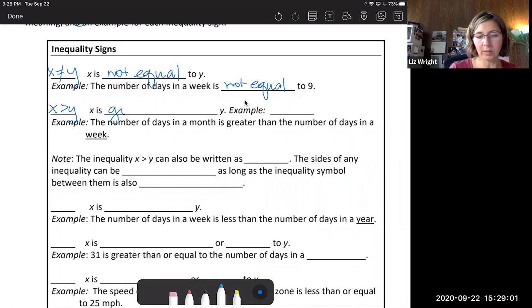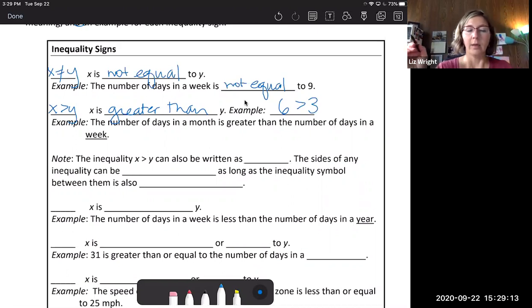So x is greater than y. So we might just have something like 6 is greater than 3, right? Or the number of days in a month is greater than the number of days in a week. I've had students say they have a really hard time remembering which one's greater, which one's less than. Some students have told me that they had a teacher long ago who drew an inequality sign with teeth in it, like an alligator, and the alligator eats the larger value. If that works for you, awesome, use it.